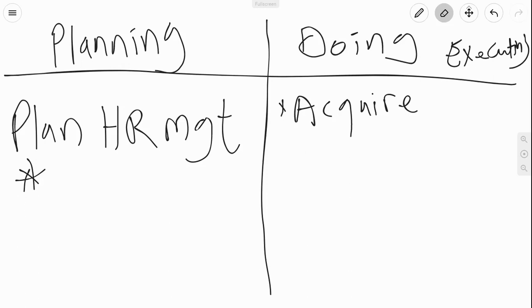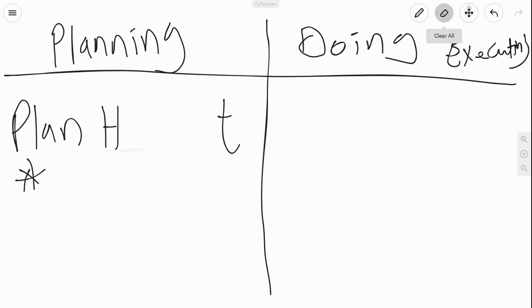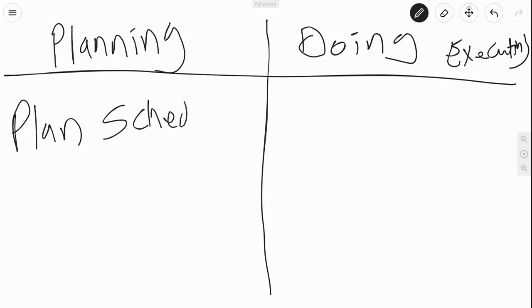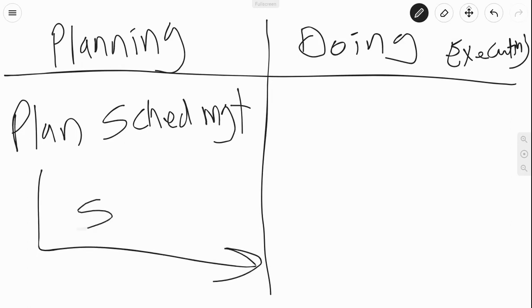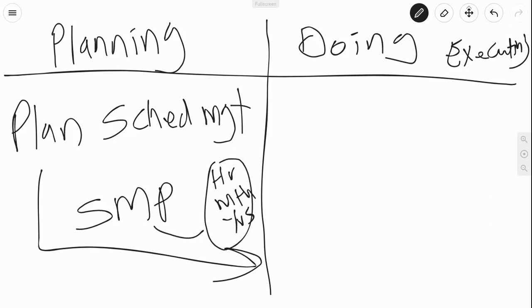All of these processes in project management, let's take another knowledge area, for example. Let's take plan schedule management from time management. In plan schedule management, you come out with your schedule management plan. Your schedule management plan contains information about how you are going to define the activities, how you're going to sequence them, how you're going to estimate the resources, how you're going to estimate the duration. What measures of duration are you going to use? Are you going to use hours or months or years? All of that stuff is defined in your schedule management plan.